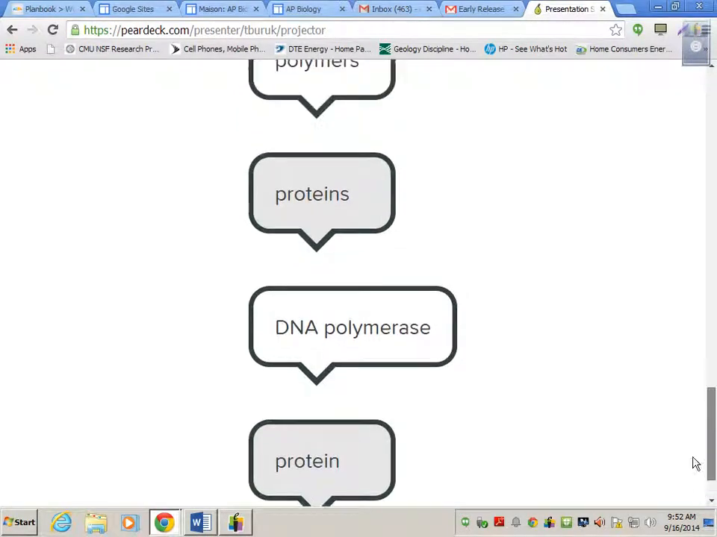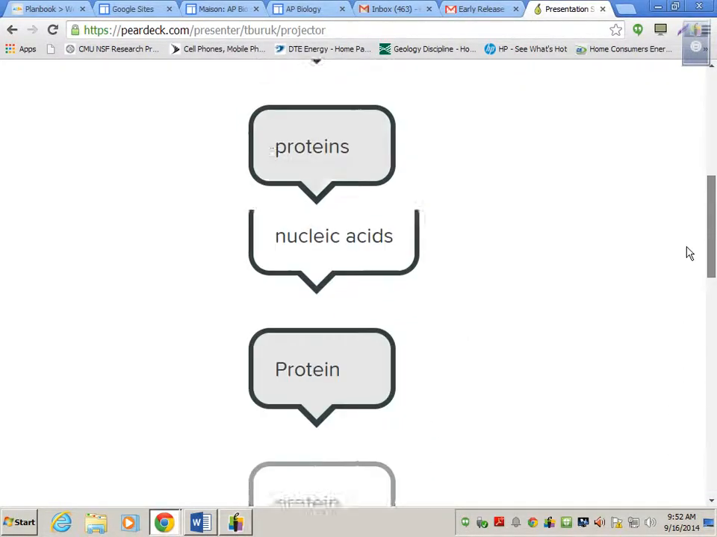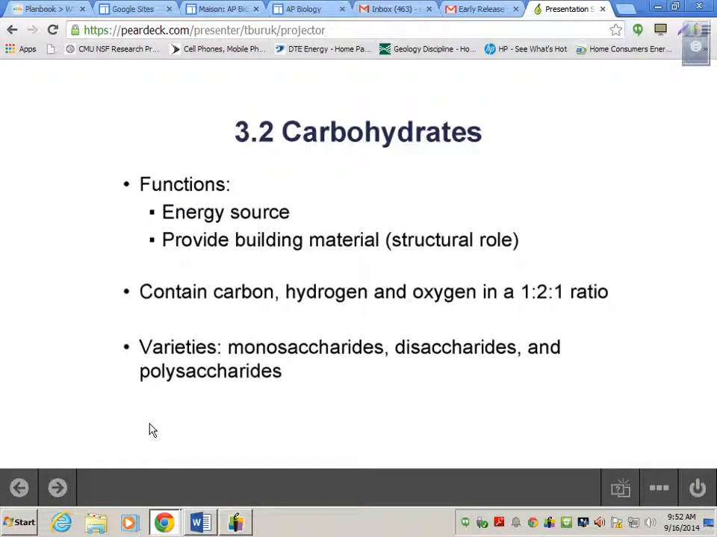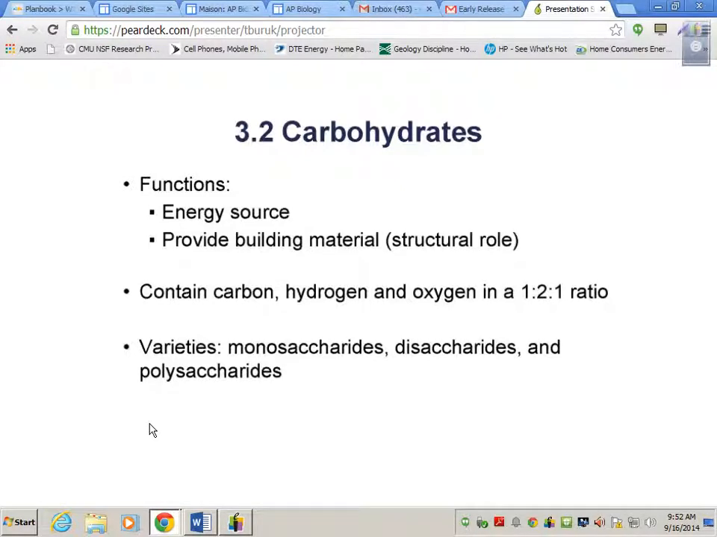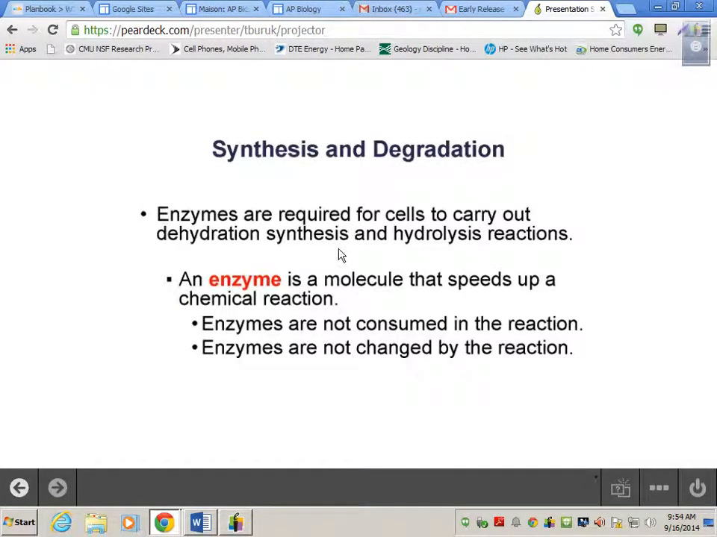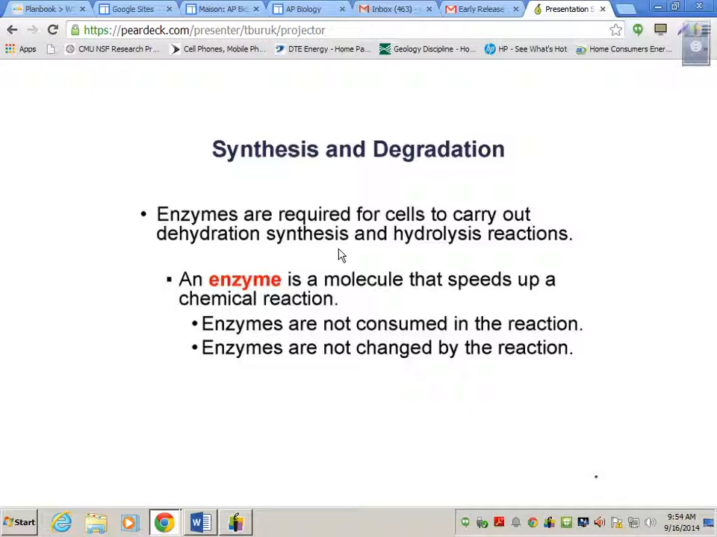So all enzymes are indeed proteins. Not all proteins are enzymes, though, right? Okay. So looking at carbohydrates next. Now we're going to be taking a look at the different types of biomolecules. Okay? Did I skip something? I remember it's because I asked a question. So an enzyme, remember, is a molecule that speeds up a chemical reaction, and enzymes are not consumed in the reaction, and they are not changed by the reaction.